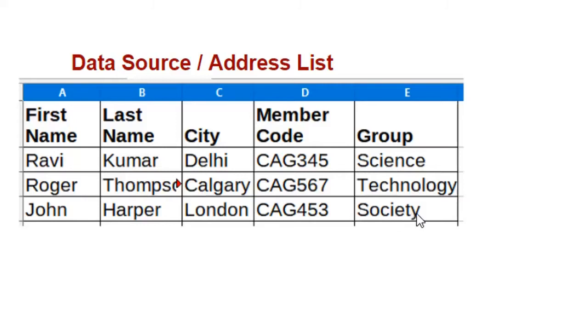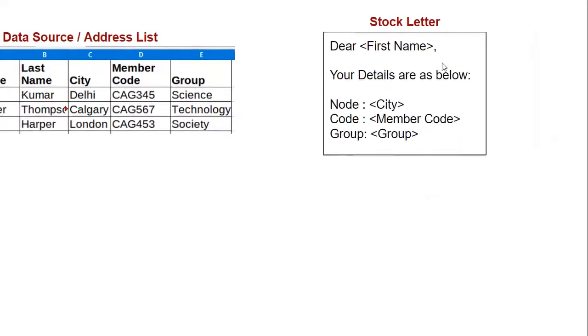Now we want to send a communication to each one of them, telling them their member code and also the group to which they have been assigned. Now this list can actually be 500 people. This could be 5,000 people. So sending a letter to each one of them, providing them with their individual details, if done manually, could be a very big task.